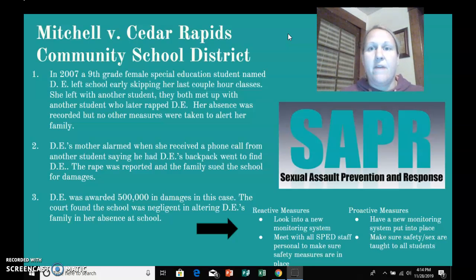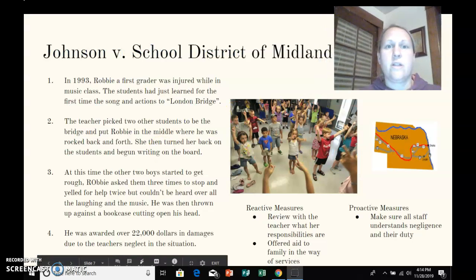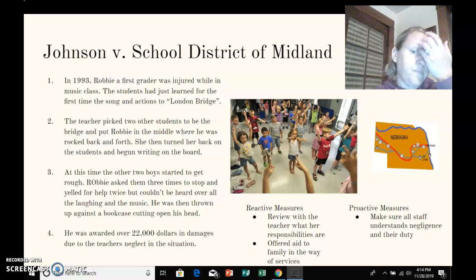And then my 5th case is Johnson versus the School District of Midland. In 1993, Robbie, a first grader, was injured while in music class. The students had just learned for the first time the song and actions to London Bridge. The teacher picked 2 other students to be the bridge and put Robbie in the middle where he was rocked back and forth. She then turned her back on the students and began writing on the board.